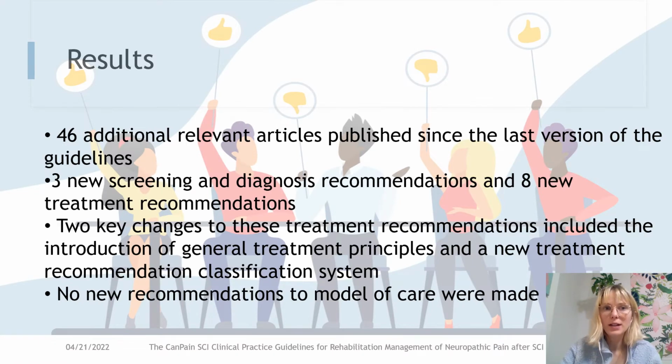The working group identified and reviewed 46 additional relevant articles published since the last version of the guidelines. The panel agreed on 3 new screening and diagnosis recommendations and 8 new treatment options. 2 key changes to these treatment recommendations included the introduction of general treatment principles and a new treatment recommendation classification system. No new recommendations to model of care were made.